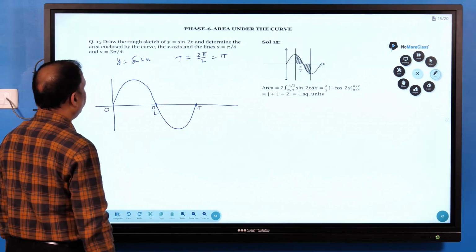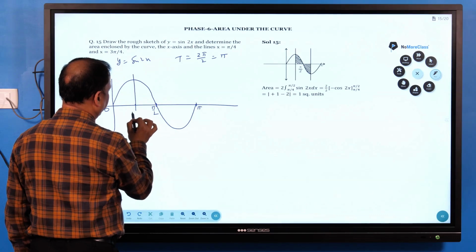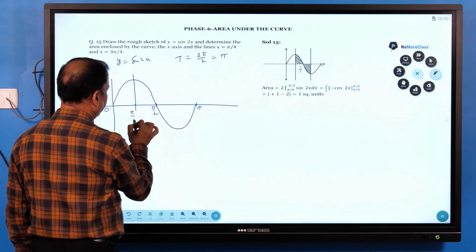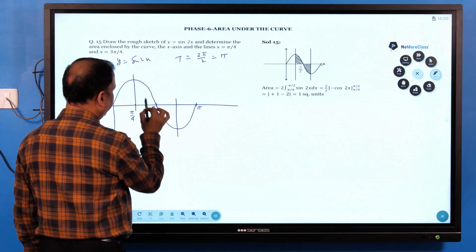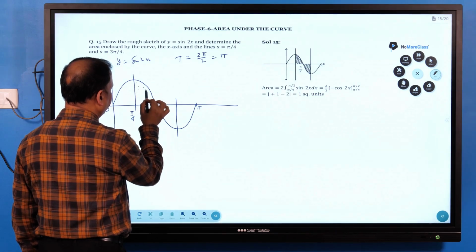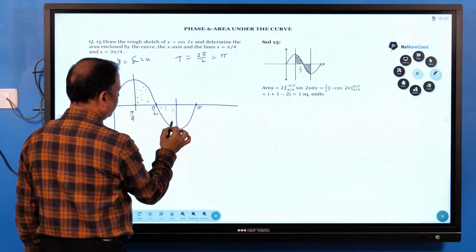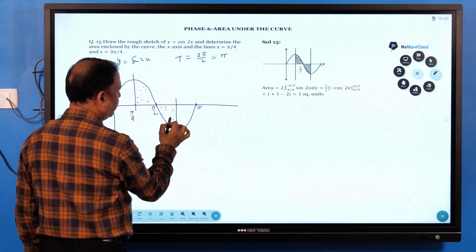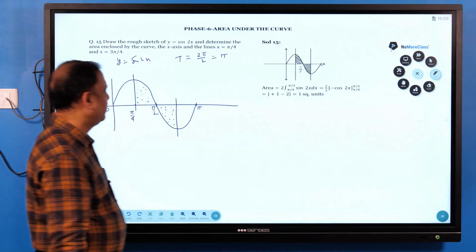I have to draw from x is equal to pi by 4. So this point is pi by 4. Pi by 2 plus pi by 4, 3 pi by 4. This will be 3 pi by 4. So I have to find the area of this part and the area of this part. These two areas I have to calculate.